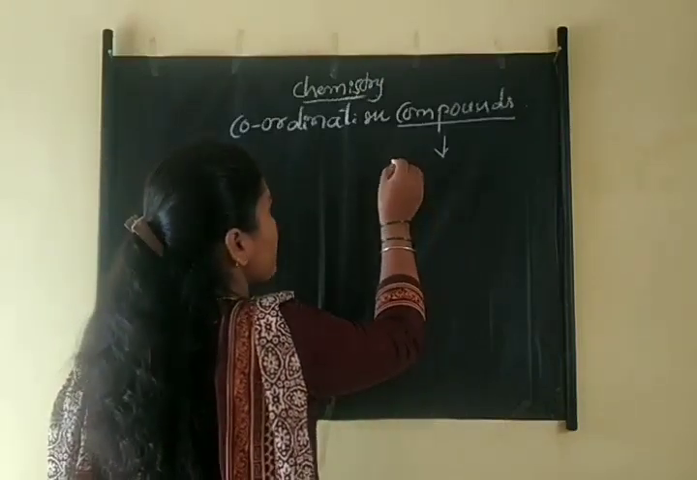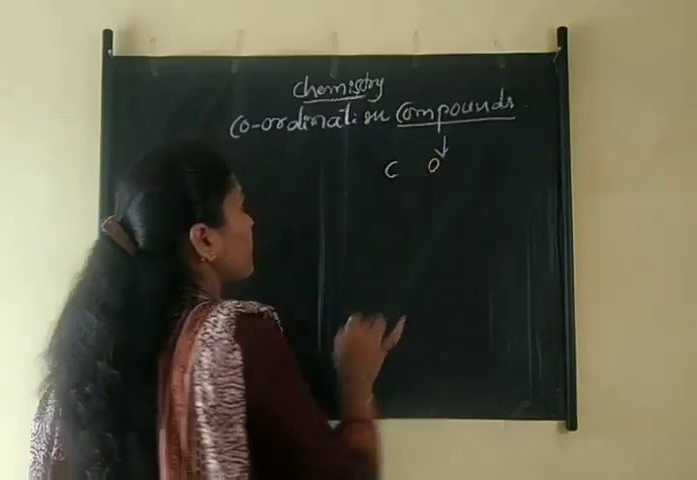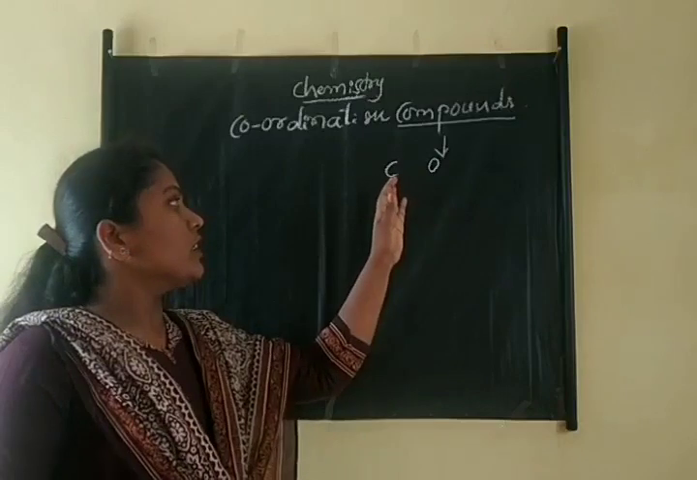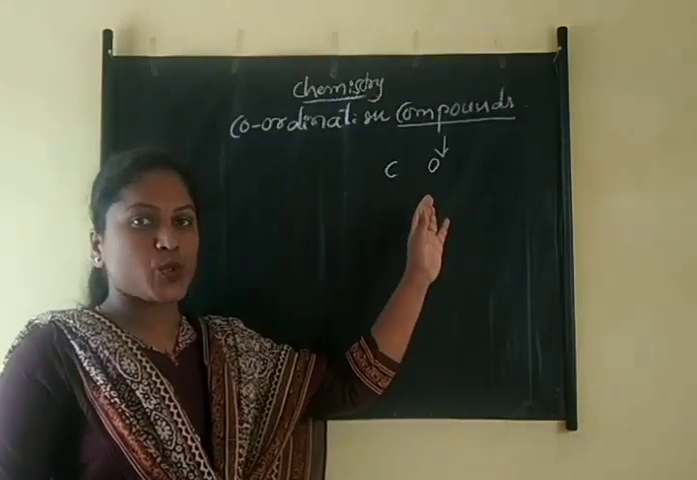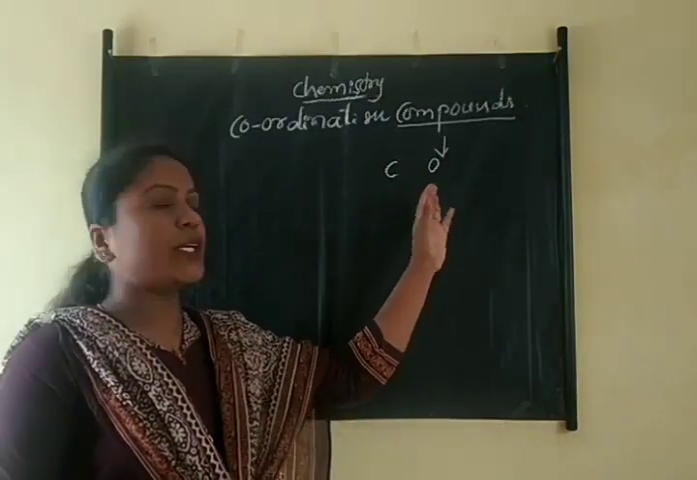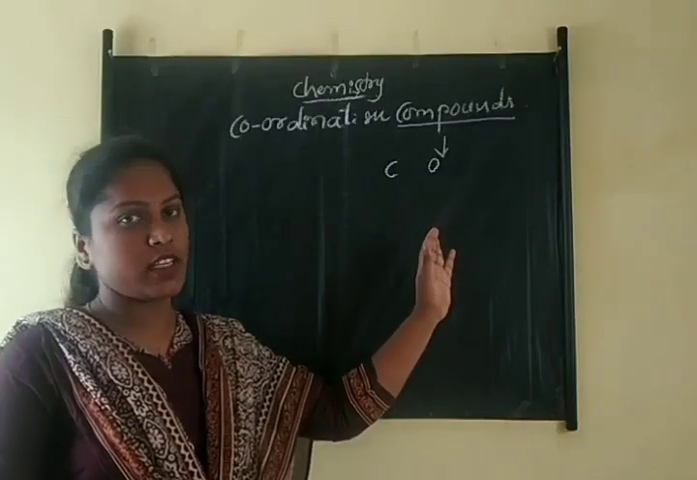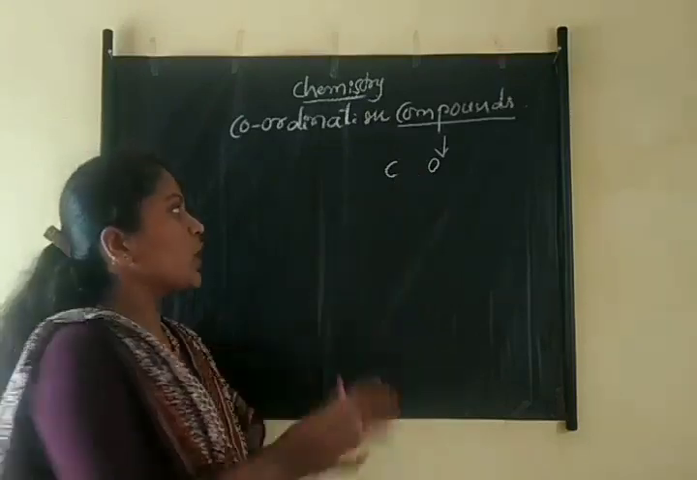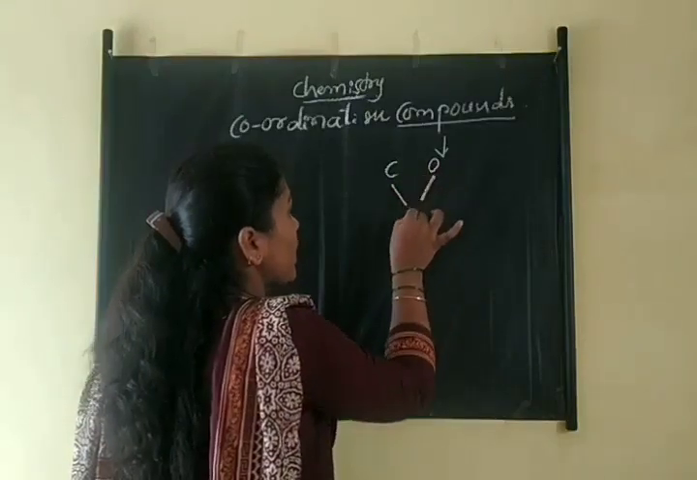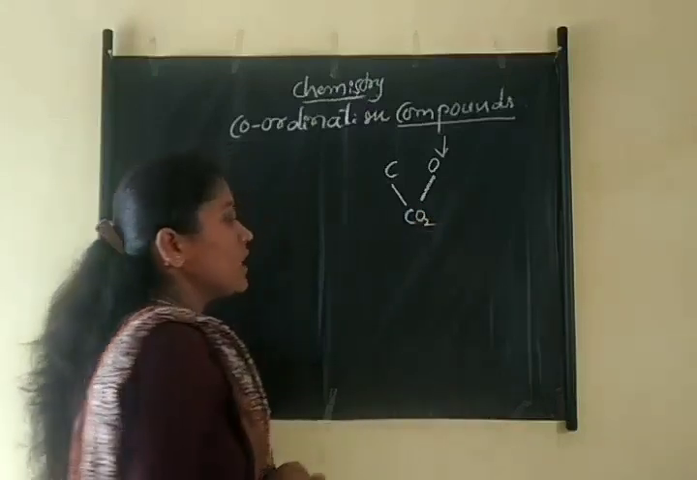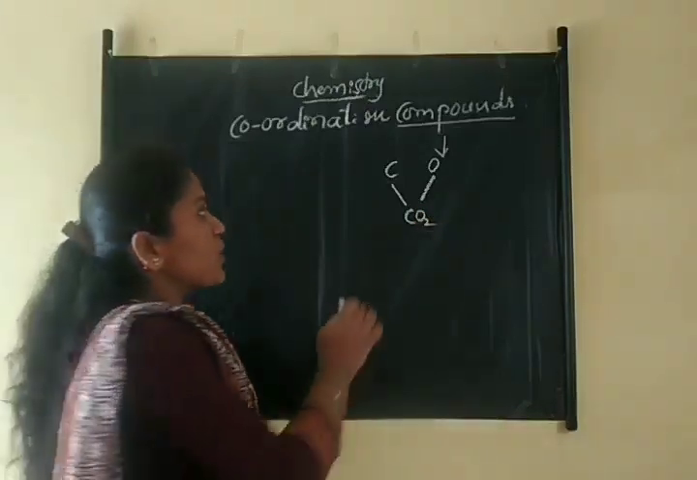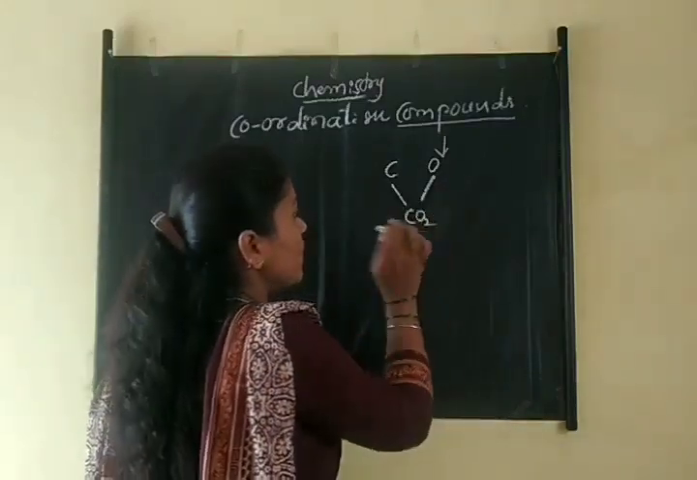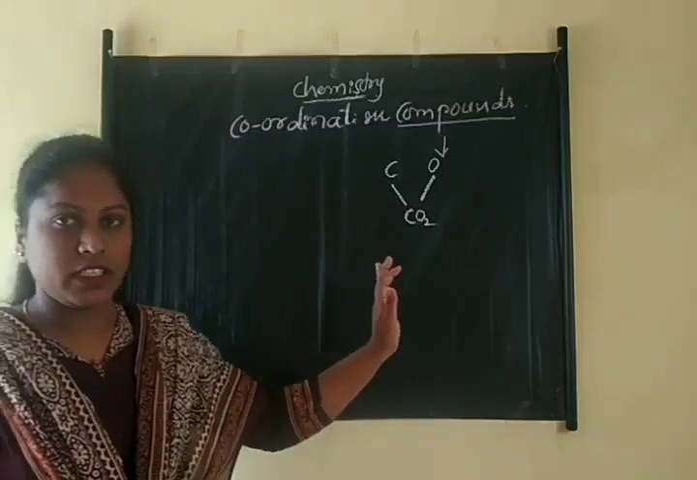So for example, carbon and oxygen. Here carbon and oxygen, these two are the elements. One, two or more elements combined together to form a product is called compounds. So here carbon and oxygen combine together to form the product carbon dioxide.